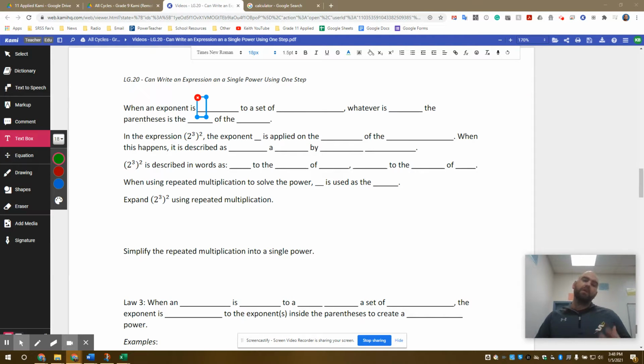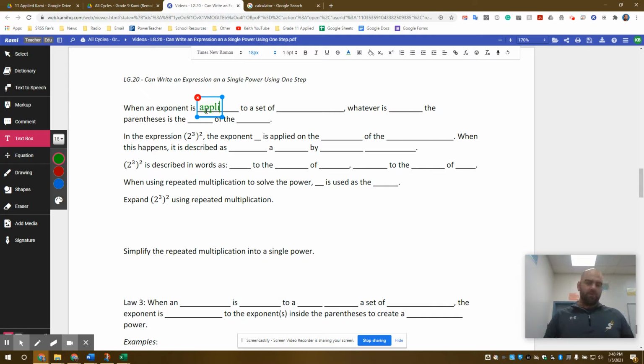So we've taken a look at whether we can simplify powers when we are multiplying two powers that have the same base, as well as whether we can simplify them when we are dividing powers that have the same base. Now, this next one is going to be taking a look at what happens when you put an exponent onto a power.